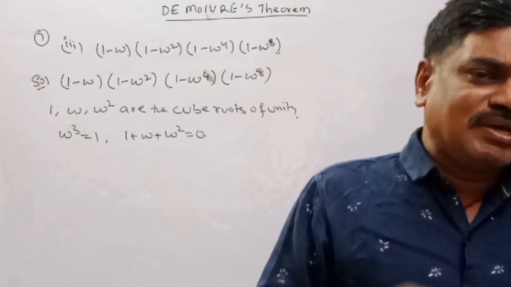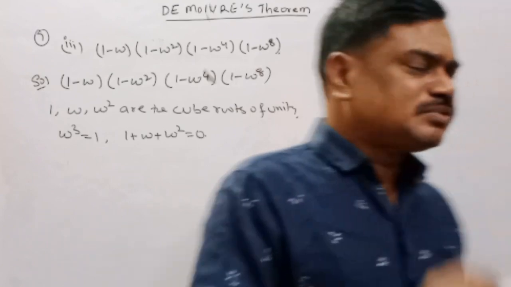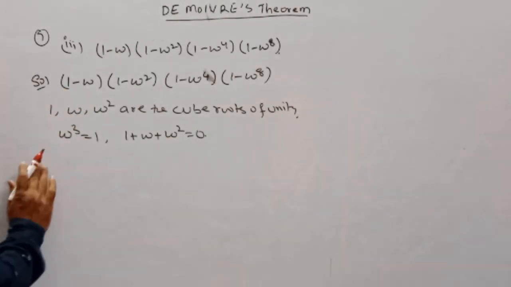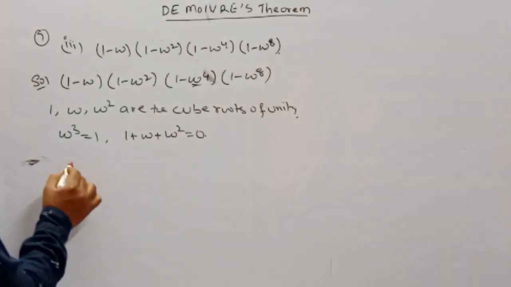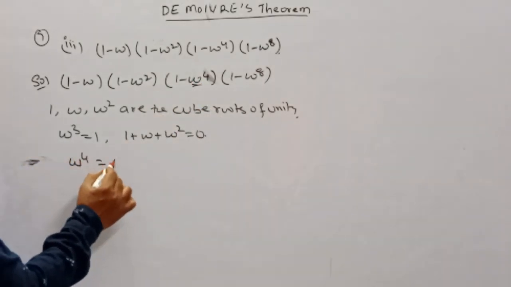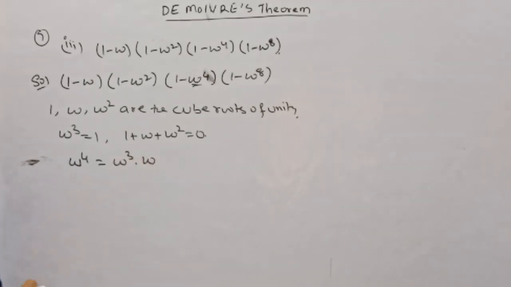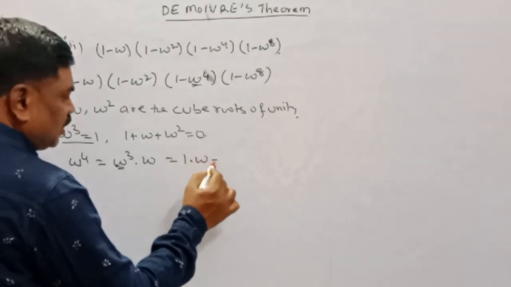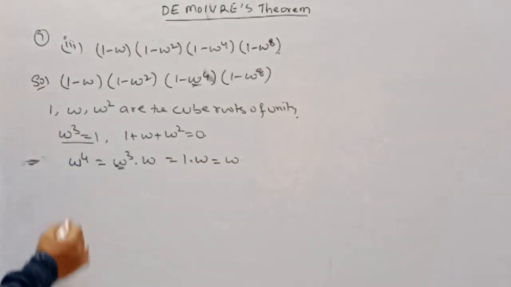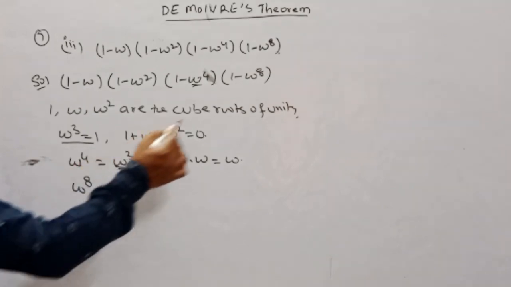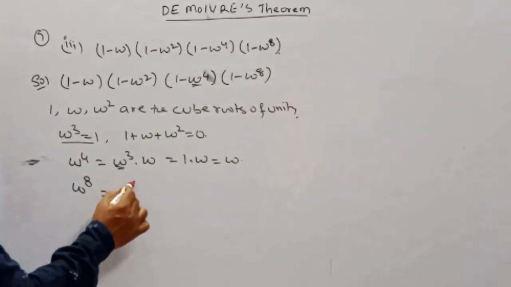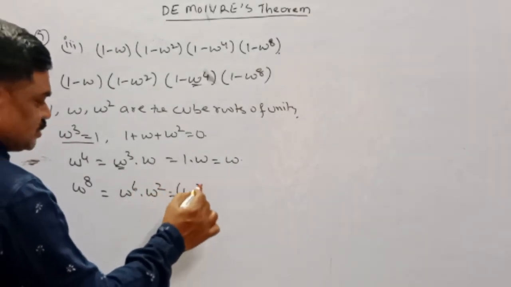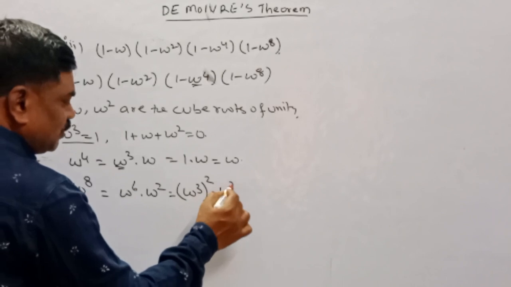These are the conditions. Omega cube is equal to 1, and 1 plus omega plus omega square equal to 0. Then 1, omega, omega square are cube roots of unity. Then you can take this one. Omega power 4 is there. Omega power 4 is equal to omega cube into omega. But what is omega cube? 1. 1 into omega is equal to omega. And omega power 8, you see, this is omega power 6 into omega square. So omega power 6 can be written as (omega cube) whole square into omega square.